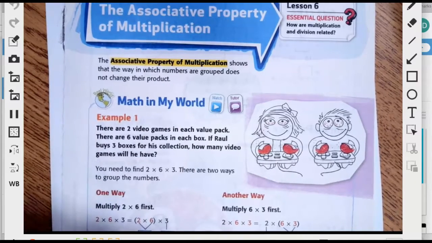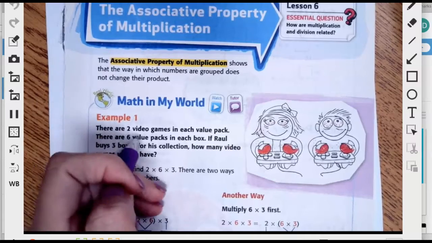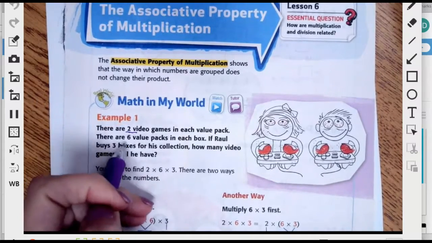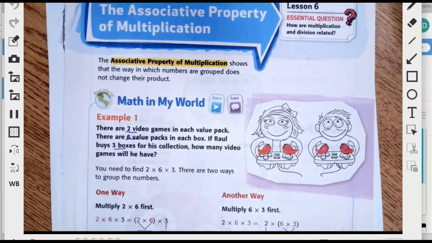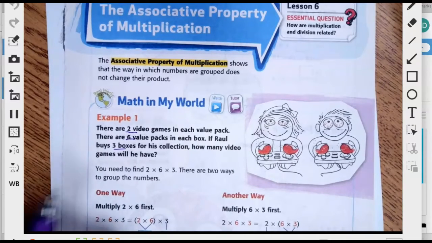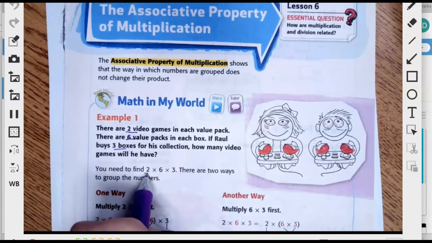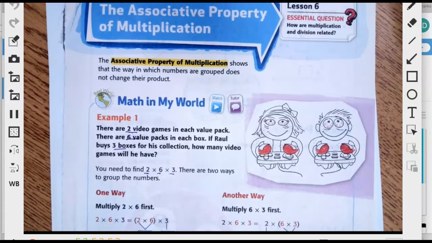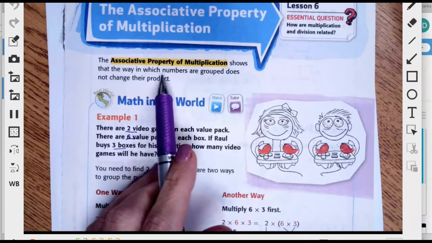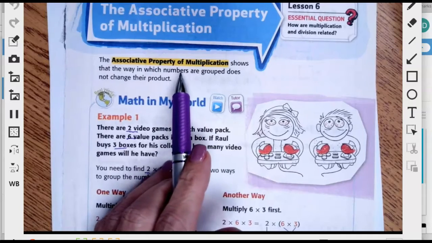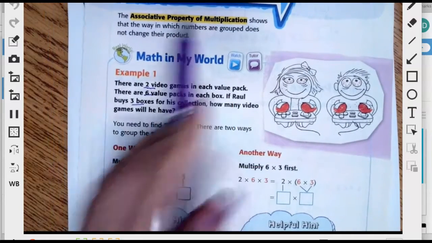All right, here's an example. There are 2 video games in each value pack. There are 6 value packs in each box. And if Raul buys 3 boxes for a collection, how many video games will there be? We basically need to find out what 2 times 6 times 3 is. Okay? With the associative property, it tells us that we can group them any way that we want that makes sense. So there's 2 ways that we're going to do this here.